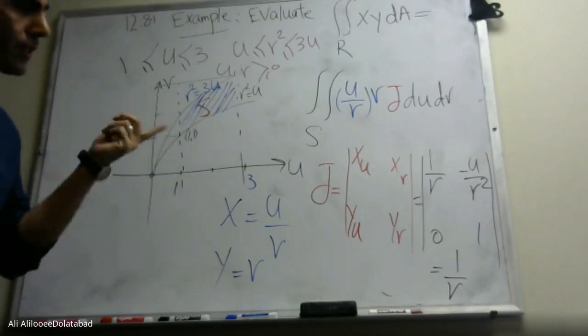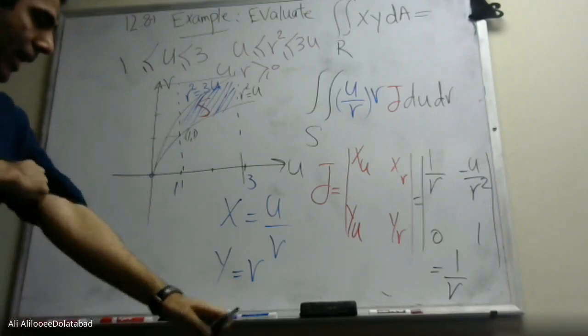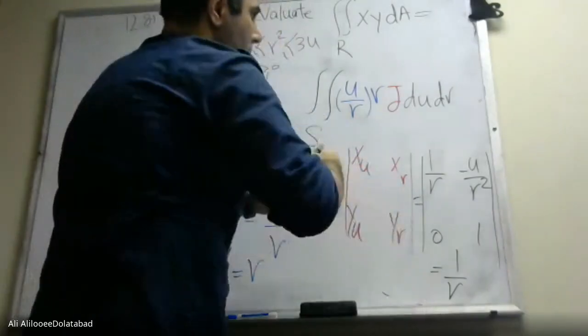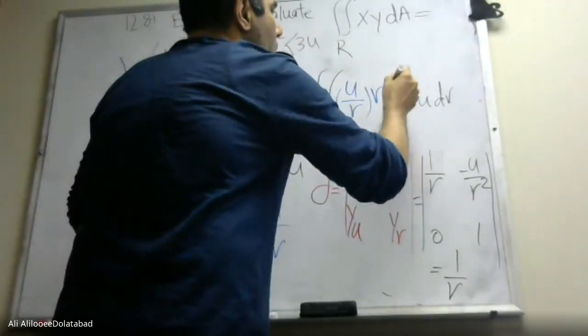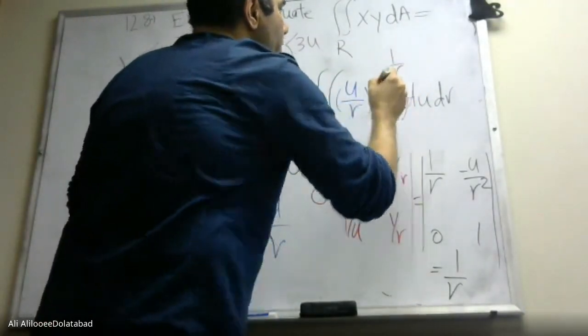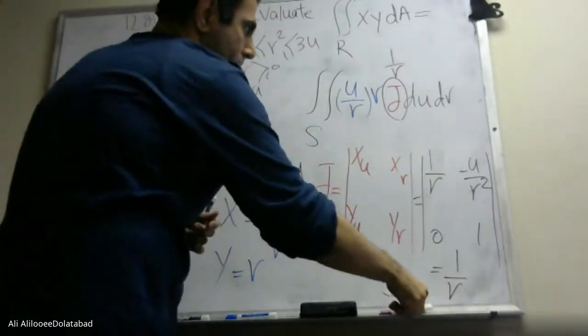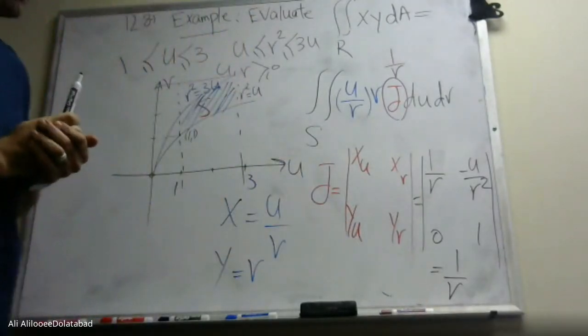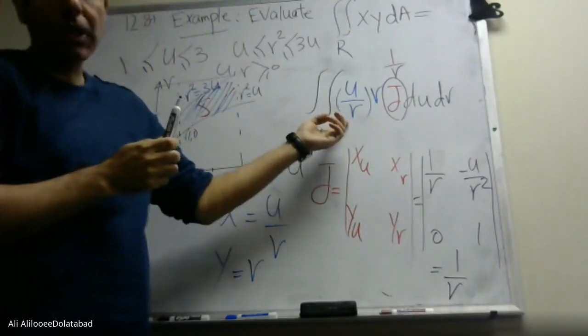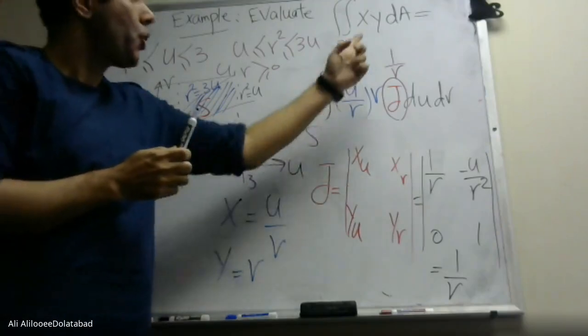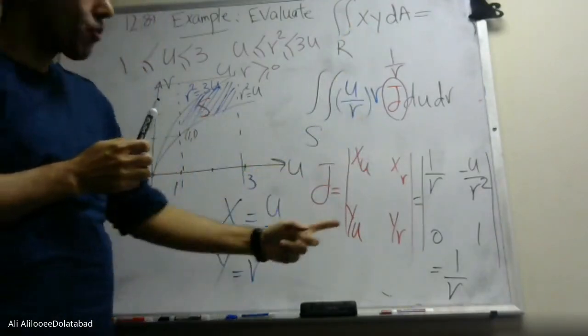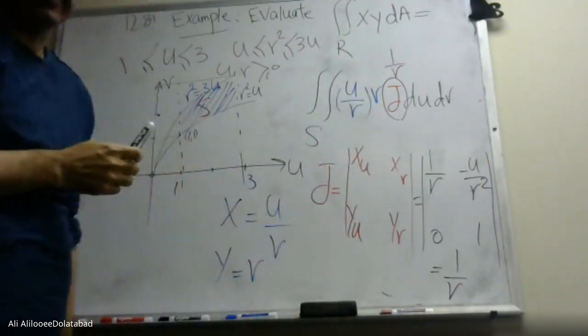Then the Jacobian for this transformation is 1 over v. Then this guy is 1 over v. And see, you replace x by this function, it was given. You replace y by this function, you found the Jacobian, and you replace the Jacobian again.